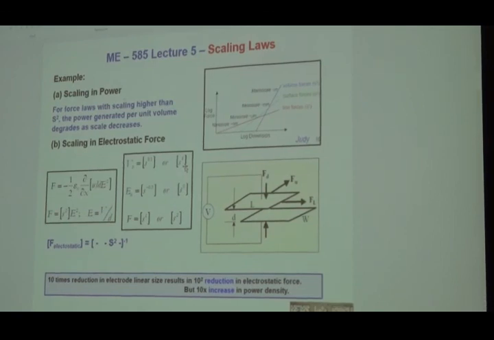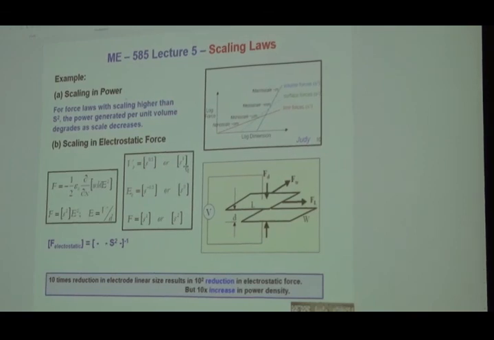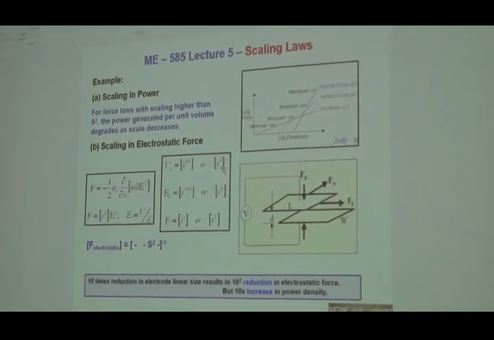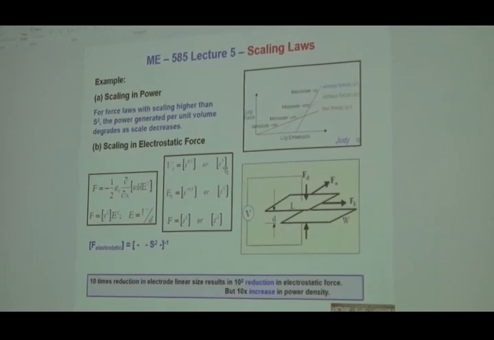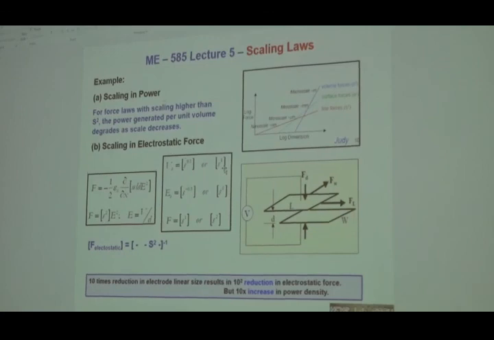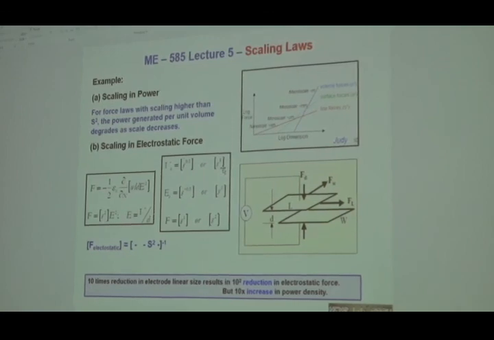But at the end, the reason why we did this is, if I have an electrode, in a couple of weeks you guys will be designing stuff. And if I have an electrode and I reduce its size by 10, just one X size, not even Y, the electrostatic force actually reduces by 100 because it squares with S to the power 2.